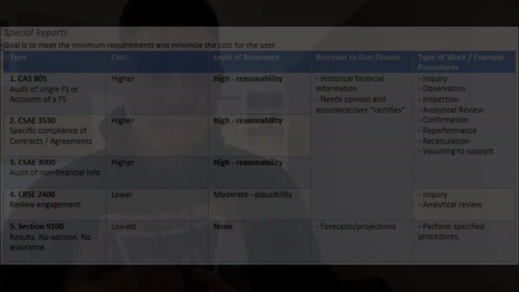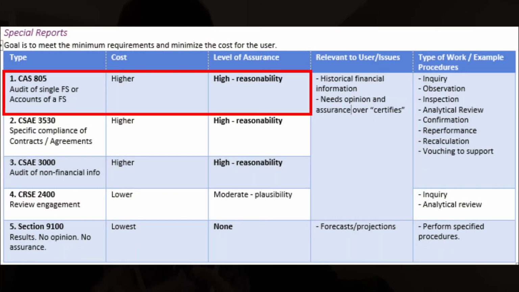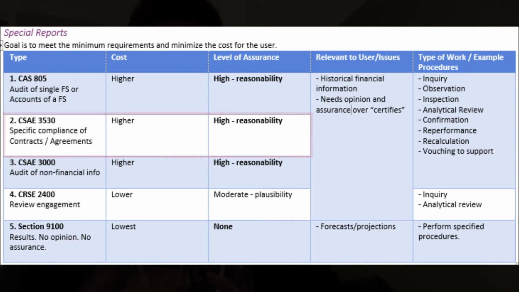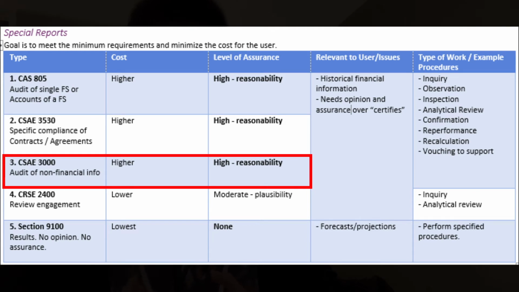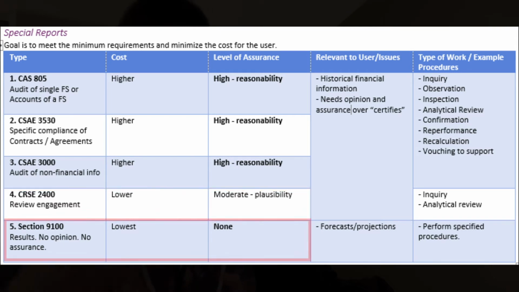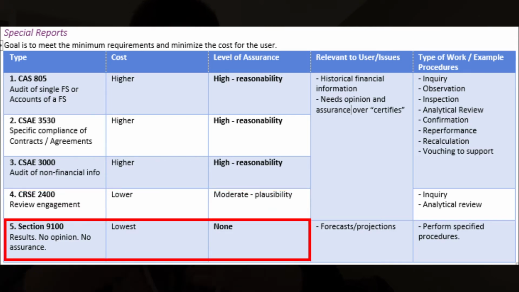I'll go over 5 types of special reports. First is CAS 805, which is audit of a single FS or accounts of the financial statements. Second is CSAE 3530, which relates to specific compliance of contracts or agreements. Third is CSAE 3000, which is audit of non-financial info. Fourth is CSRE 2400, which is a review engagement. And then fifth is section 9100, which is results. There's no opinion, no assurance.